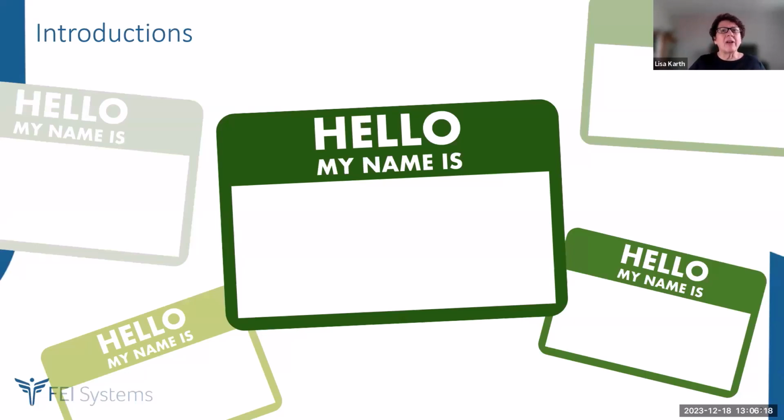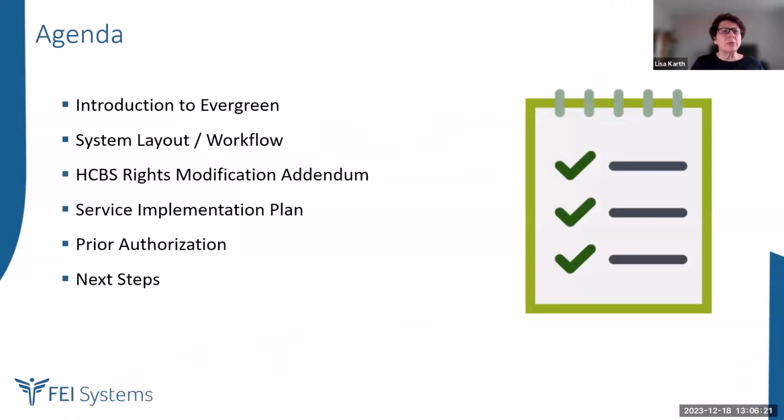Let me tell you about our agenda today. I want to introduce you to Evergreen and talk about the system layout and some workflows. We're going to go then into the HCBS Rights Modification Addendum, which is integrated into Evergreen, as well as the Service Implementation Plan, often referred to as a SIP. We're going to talk about prior authorizations, which many people refer to as service authorizations. And then we're going to tell you about the next steps.